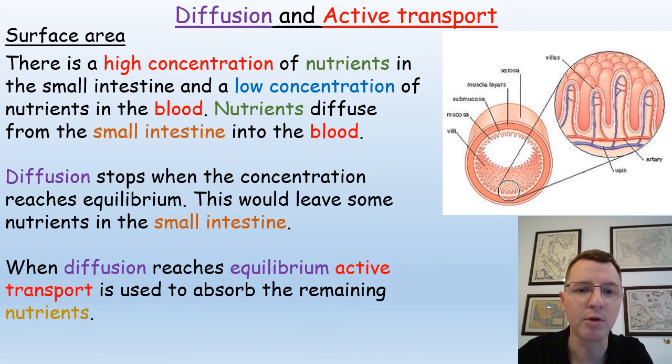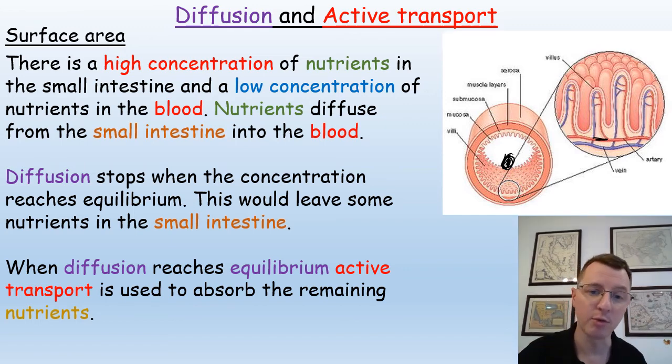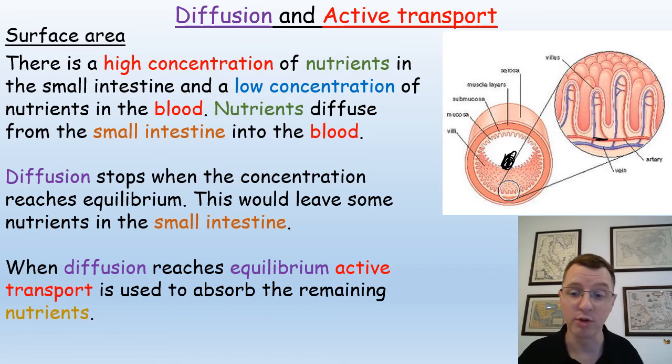So here we have an example of how diffusion and active transport can work together in the small intestine. As we've said previously, in the small intestine here, there is a high concentration of nutrients and a low concentration of nutrients in the blood in the villi. So the nutrients will diffuse from the small intestine into the blood. But diffusion stops when the concentrations reach equilibrium, when they're equal. And this would leave some nutrients in the small intestine, which means when you go to the toilet, you'd be losing some of the nutrients that you've spent your energy trying to consume and eat. So when the diffusion reaches the equilibrium, active transport is used to absorb the remaining nutrients.